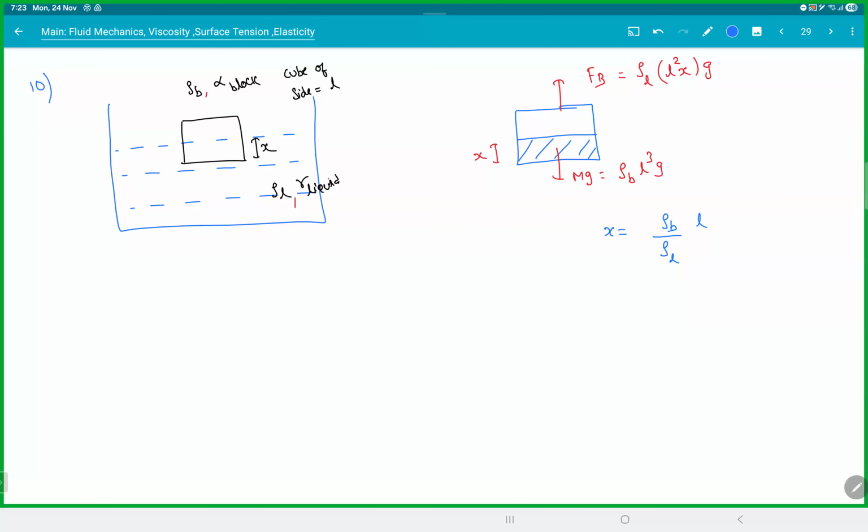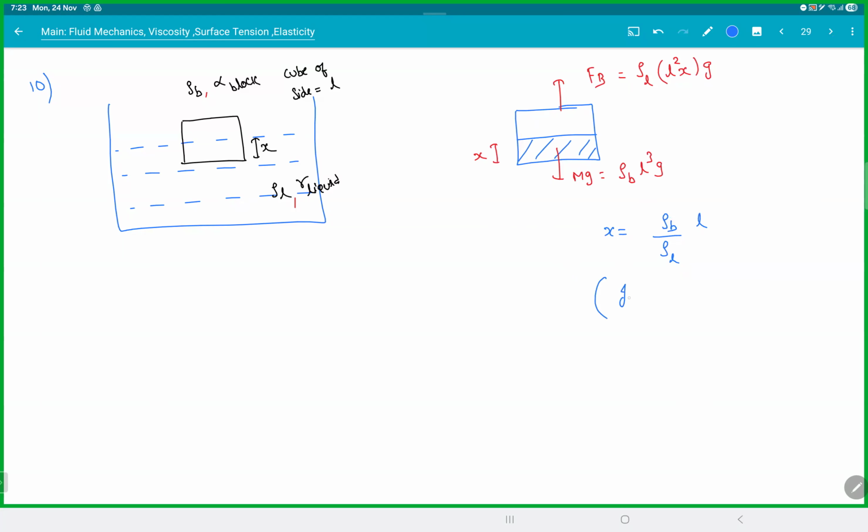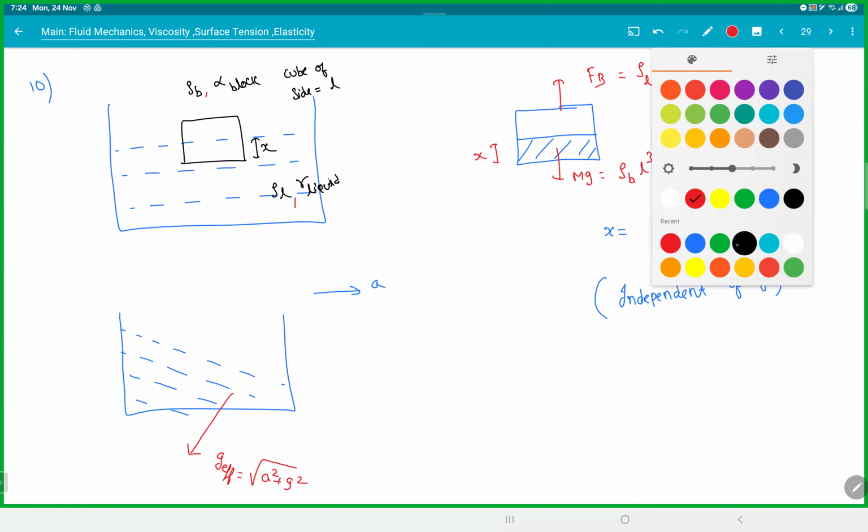Clear with this? This will actually give the answer for the fourth one also. If the container is accelerating horizontally, if you observe here, this is independent of G. Means it doesn't matter whether the container goes up or down or anything, X will remain same. But what will change is this thing. If you accelerate horizontally with A, then your liquid will become like this. Then the whole system will think this is down. G effective, which is root over A square plus G square. Now your block will actually float like this.